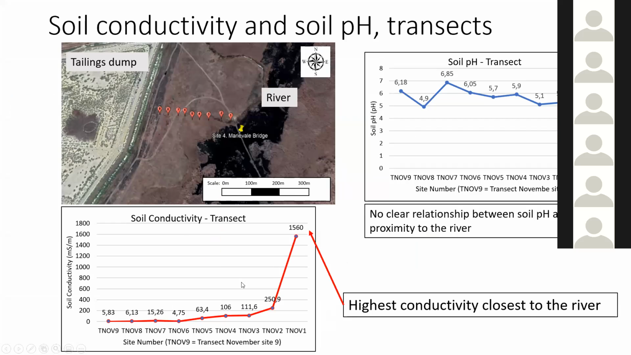So these are numbered from 1 to 9. And so these, I just did them in this order so that you can see that the highest values are closer to the Blesbokspruit, and we cannot really attribute high soil conductivity to the tailings dump just based on this small exercise. If you look at soil pH, there's no real clear relationship between the pH of the soil and the proximity to the river.